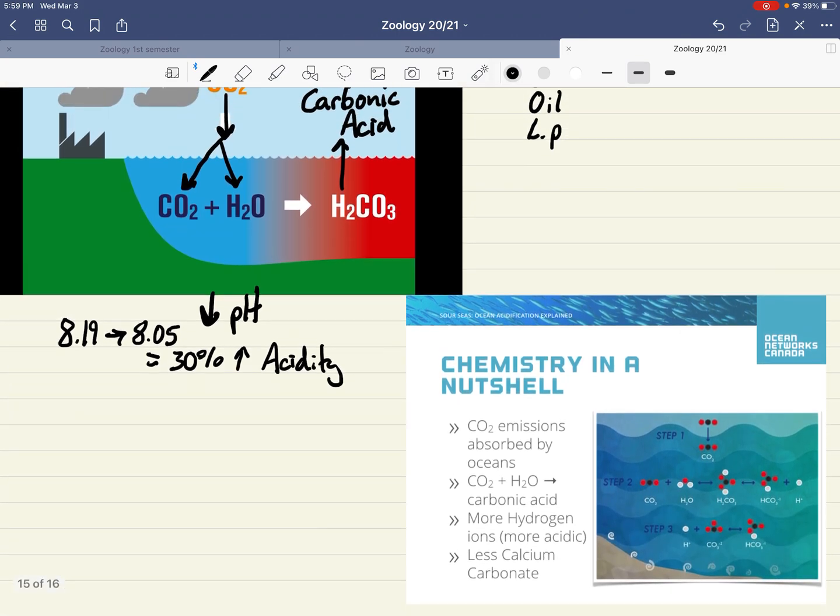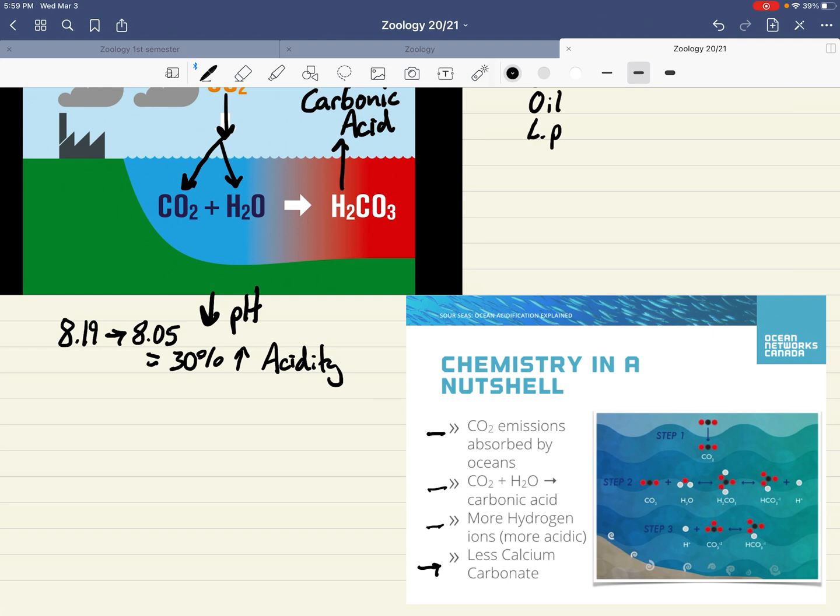Now, if we look at the chemistry of this in a nutshell, meaning very, very simply, CO2 emissions are absorbed by the oceans, like I was saying. CO2 and water form carbonic acid. And then what that does is that creates more hydrogen ions, which is what's actually making the water more acidic. And at the same time, it's decreasing the amount of calcium carbonate that is present in the water.